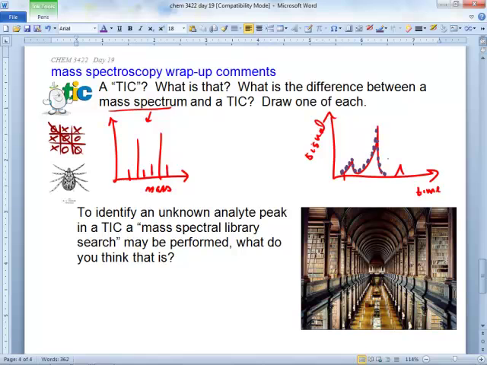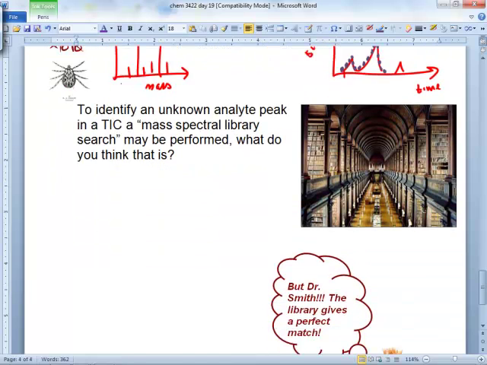But if you really slow it down, it's kind of still hard to see, but it looks a little more jagged if you slow it down. Okay. So that's the difference between a total ion chromatogram and a mass spectrum. Okay. Last thing.